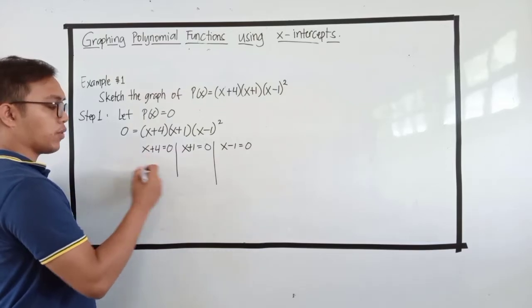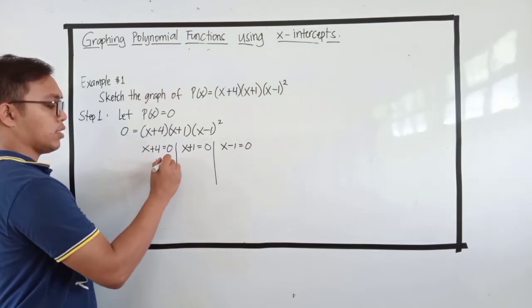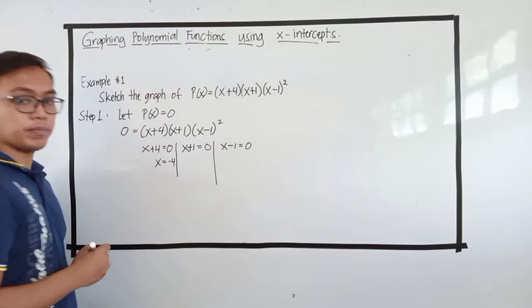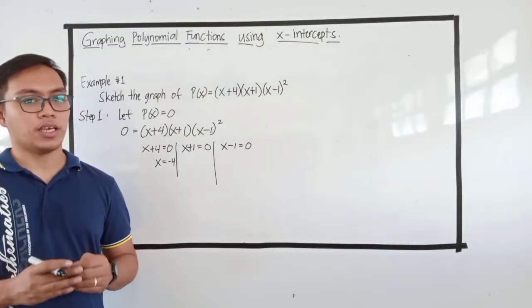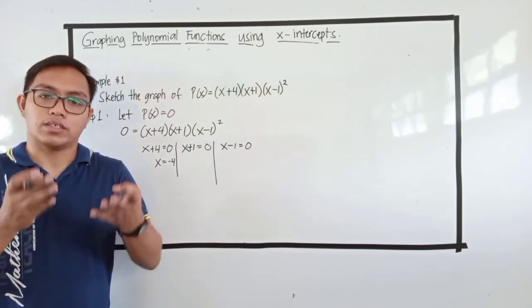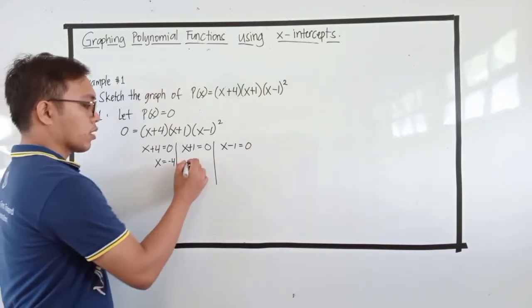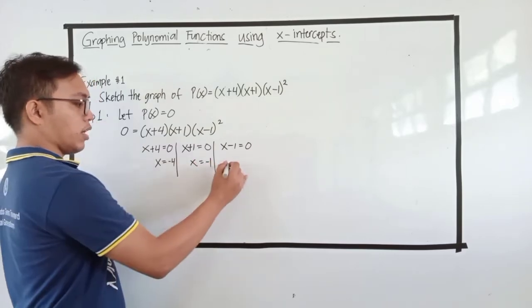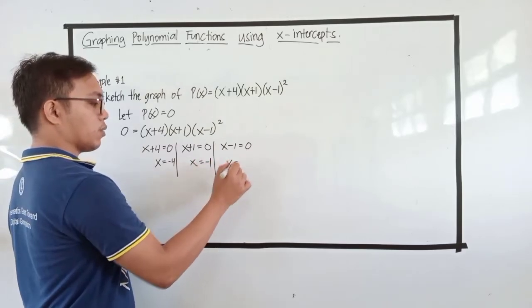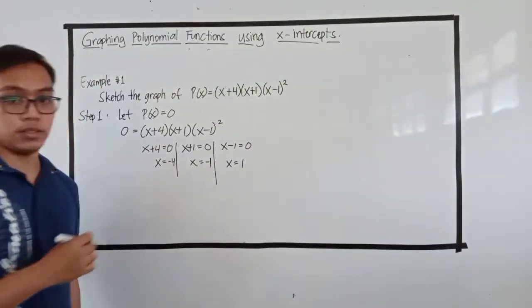Then we solve for x. Here x is equal to negative 4. We use the addition property of equality, or in some other cases, they're saying they're using transposition. Here, x equals negative 1, and here, x equals positive 1.